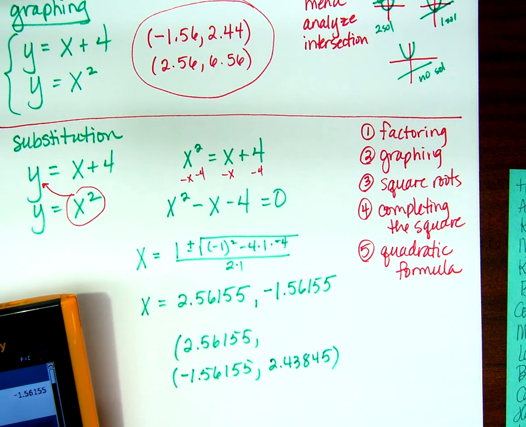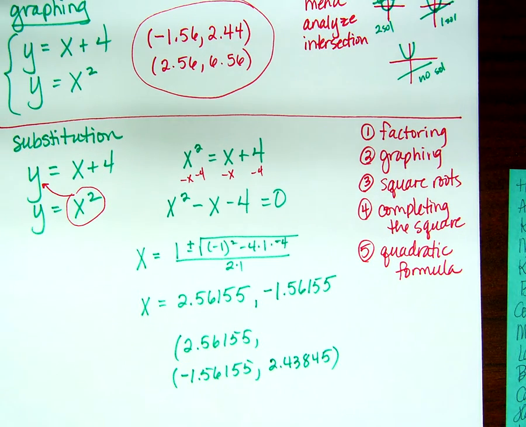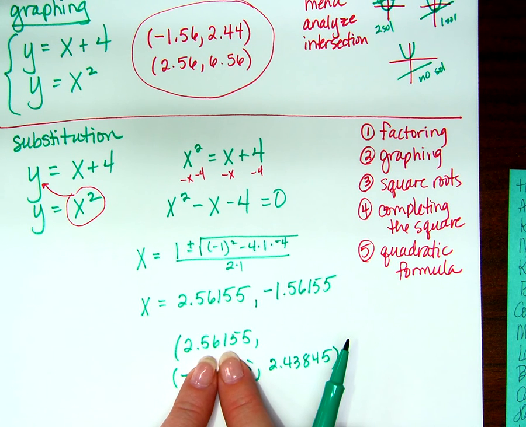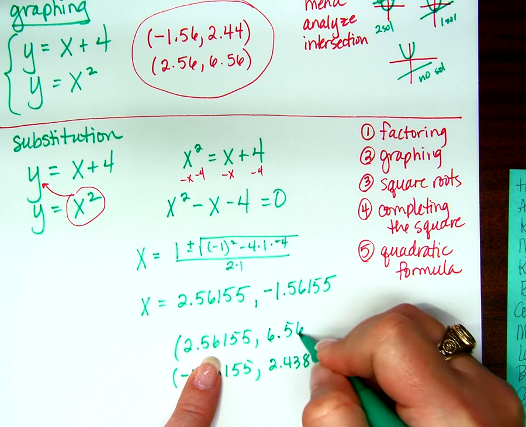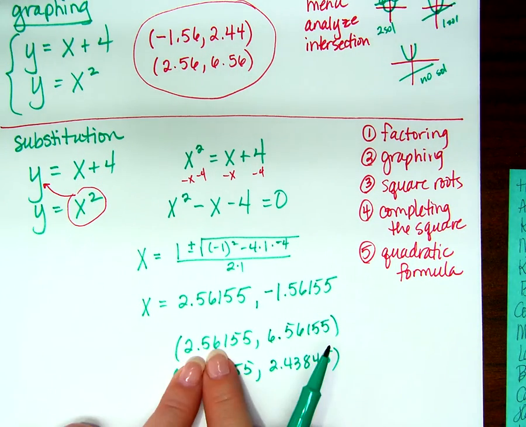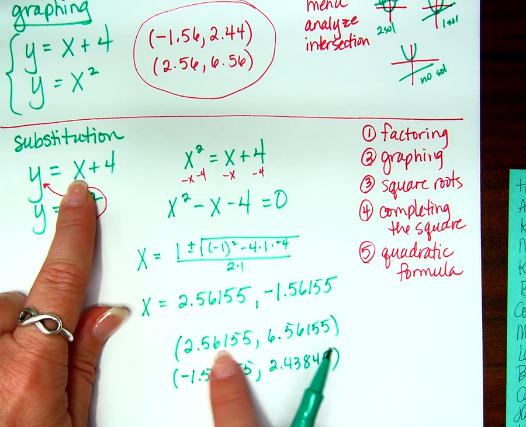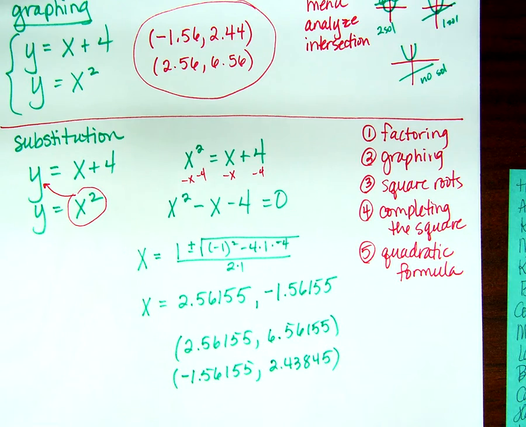Okay? Which one is easier for you, adding 4 or squaring? Most of the time I can add 4 in my head faster than I can square something, right? If I ask you to square this number right here, can you do it? No, me neither. Can you add 4 to it? Oh yeah. 6.56155. I added 4 to this x value because if I substituted it into this first equation, I would take the x value and I would add 4. And that would give me the y value.